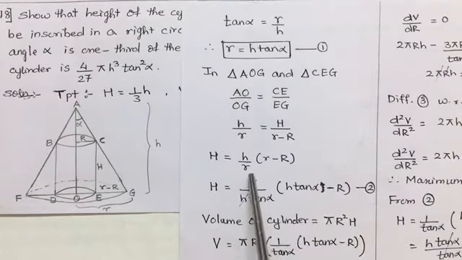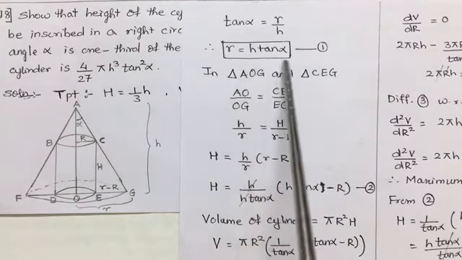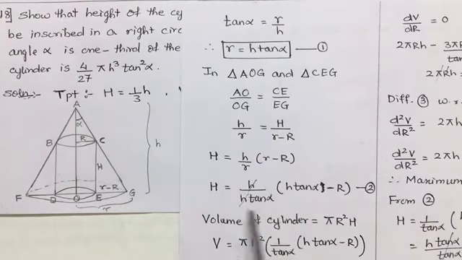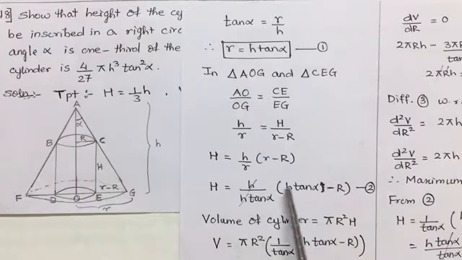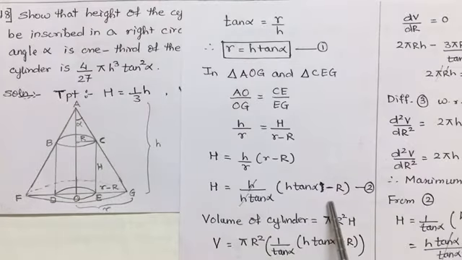Now keeping the value of small r as h tan alpha in the formula of capital H, r is h tan alpha, h and h get cancelled, again placing r as h tan alpha minus R. So we have got here the height of the cylinder as 1/tan alpha into h tan alpha minus R. The statement we have marked to be statement number 2.